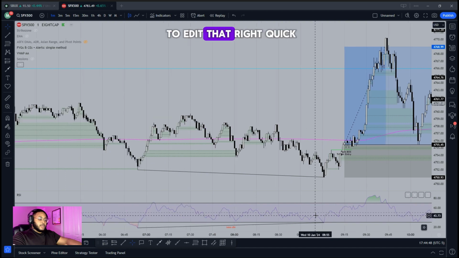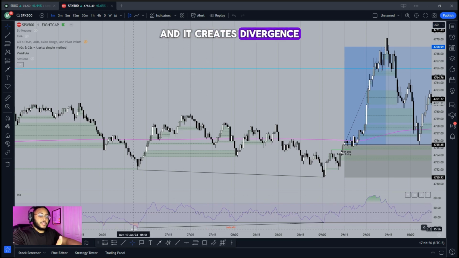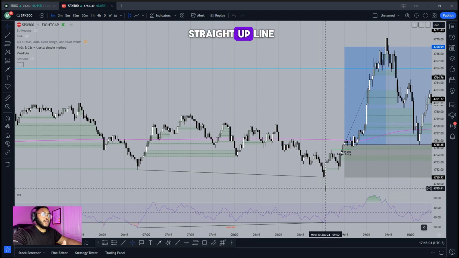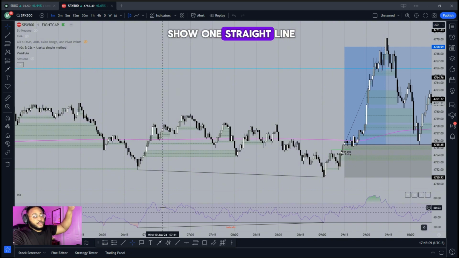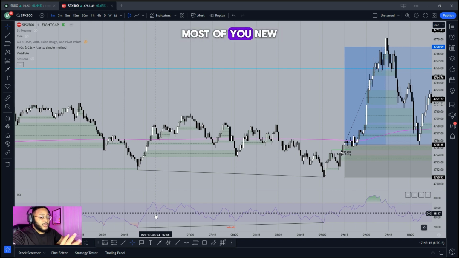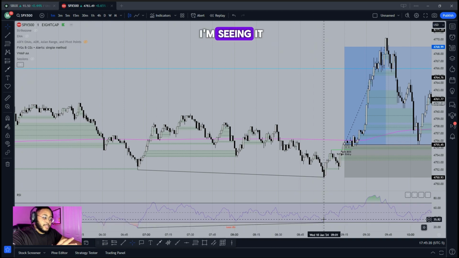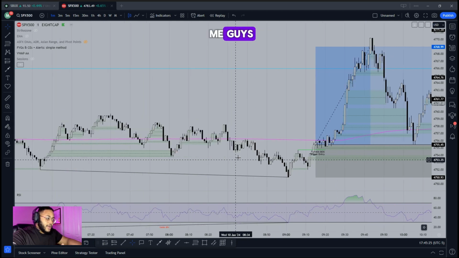Sorry, I had to edit that right quick. But the main two points that I'm looking at is for price action to be overbought, and it creates divergence. It's basically moving up. Now, price action, like I said, is non-linear, so it's not going to just move in a straight line up. And because this is an indicator, it's not just going to show one straight line going up. It's going to move with the relative strength of price. Most of you new guys probably don't know this, but this is how I'm seeing 1 minute divergence. I know that was long-winded, but just stay with me, guys.